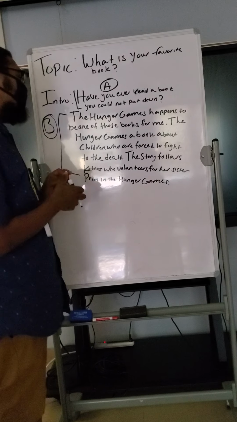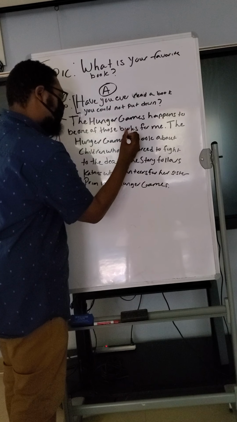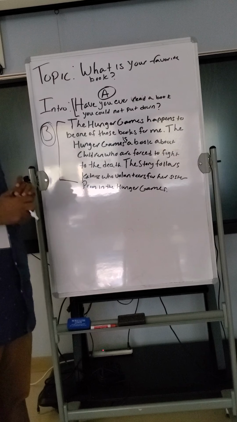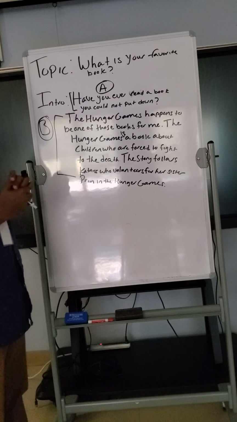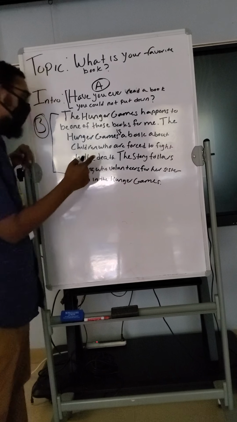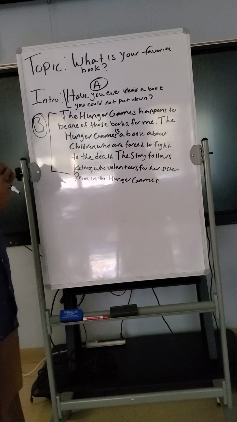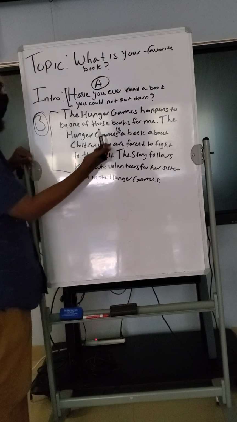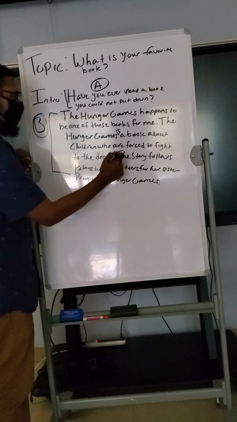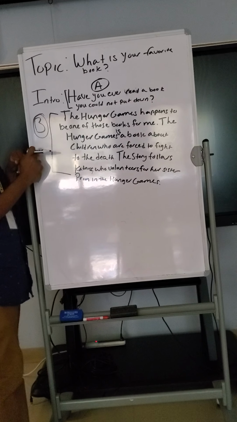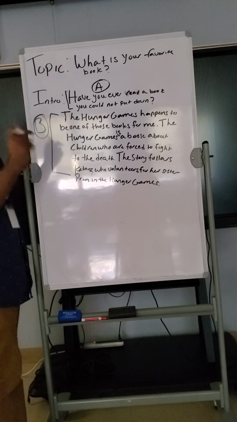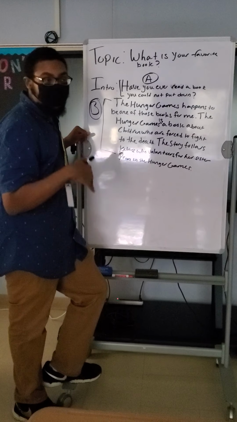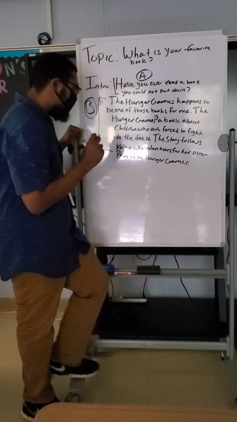The Hunger Games is, even teachers make mistakes, a book about children who are forced to fight to the death. The story follows Katniss, who volunteers for her sister Prim in the Hunger Games. So, you can tell this is a little bit about the plot, and then this is what the main story is about. So I'm making background information that's going to help the reader understand exactly what that's about, assuming they've never read it or seen the very successful multi-million-dollar franchise that is the Hunger Games.